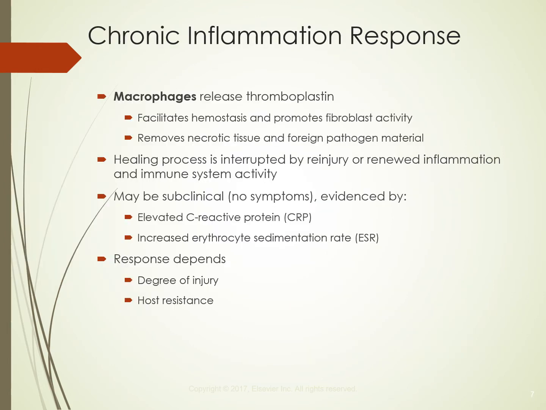Chronic inflammatory response is macrophages releasing thromboplastin. It facilitates hemostasis and promotes fibroblast activity. It removes necrotic tissue and foreign pathogen material. The healing process is interrupted by re-injury or renewed inflammation and immune system activity. This may be subclinical, no symptoms, evidenced by elevated CRP, which is the C-reactive protein, also increased ESR, which is erythrocyte sedimentation rate. The response depends on the degree of injury and the host's resistance.